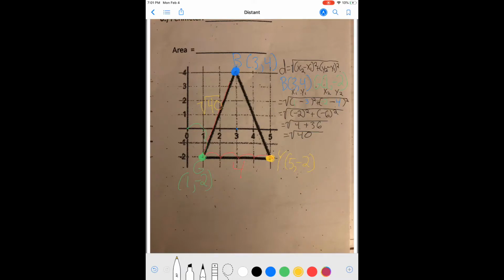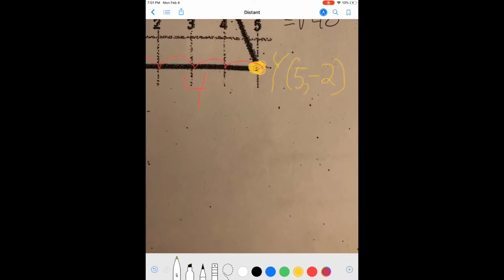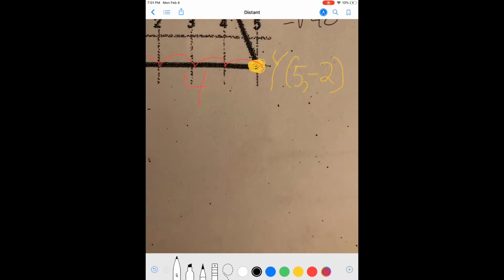Then we want to figure out the distance in between B and Y. So still have the distance formula. If you need to write it down in between each time, that's fine with me. Again, remember, as much as you can give me is on the assessment, the better.